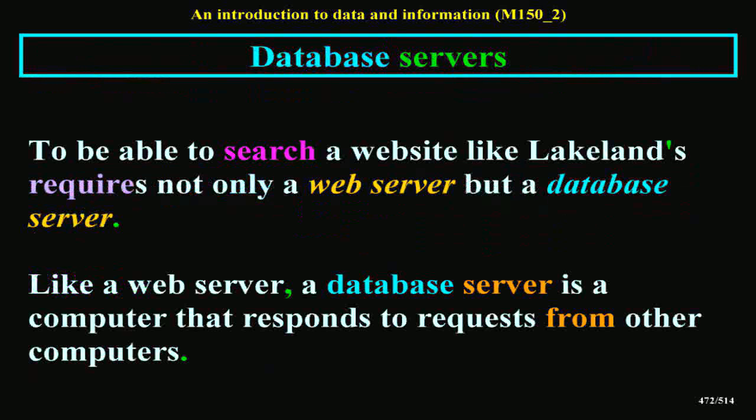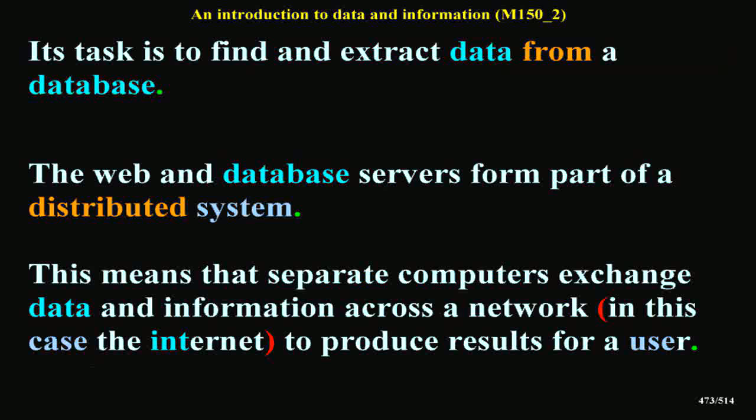To be able to search a website like Lakeland's requires not only a web server but a database server. Like a web server, a database server is a computer that responds to requests from other computers. Its task is to find and extract data from a database. The web and database servers form part of a distributed system. This means that separate computers exchange data and information across a network, in this case the internet, to produce results for a user.